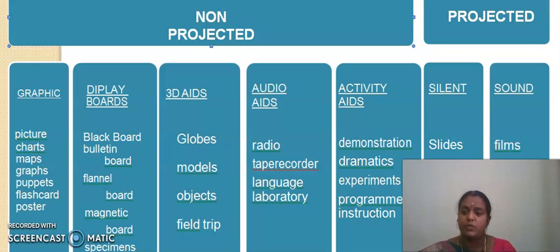Under these 5 headings we have different subtitles. Graphics means picture, charts, maps, graphs, then puppets, flashcards, and posters. All these things will come under the graphic. Then display boards.